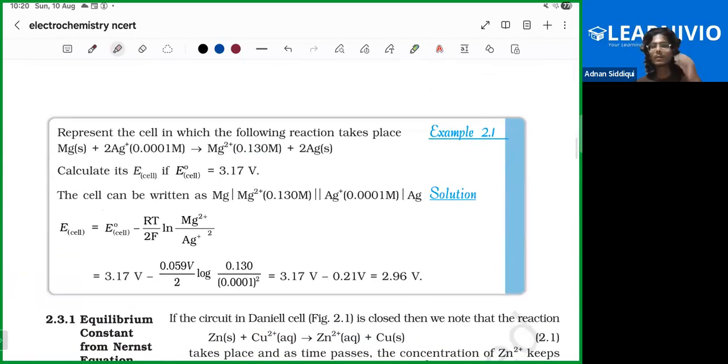Sir, for revision, we can start from the first chapter. From the first chapter itself. Okay, yes, sir. Like, solutions. Because there is no particular chapter, we can just revise from the start. Okay, we will do that.